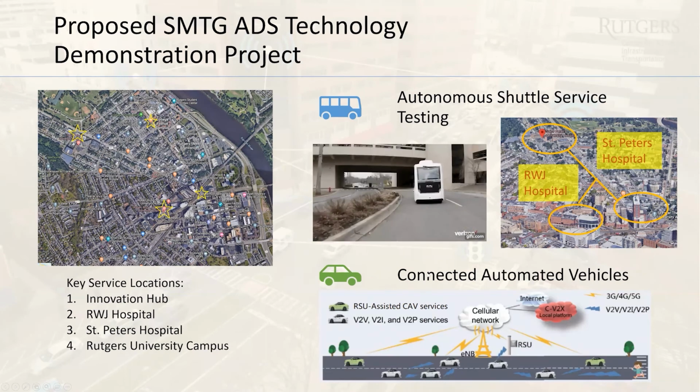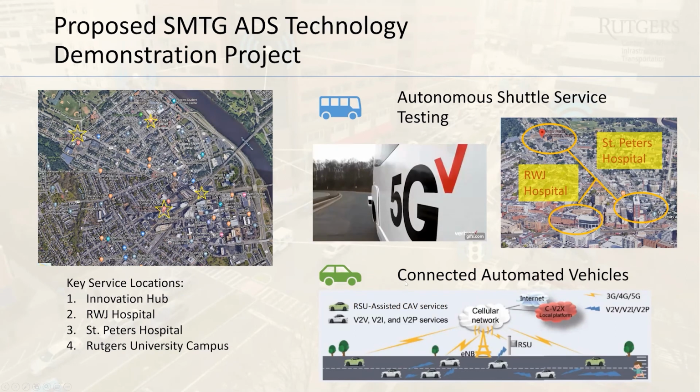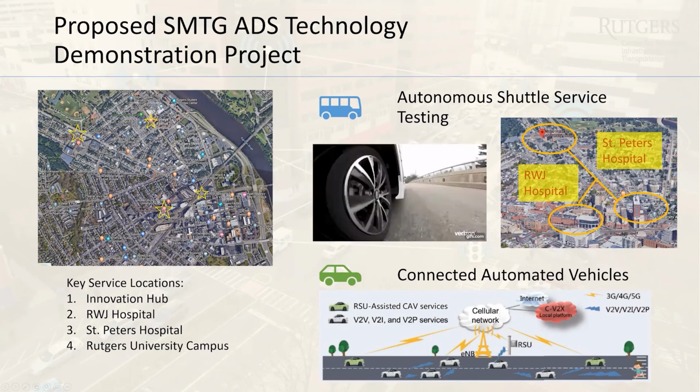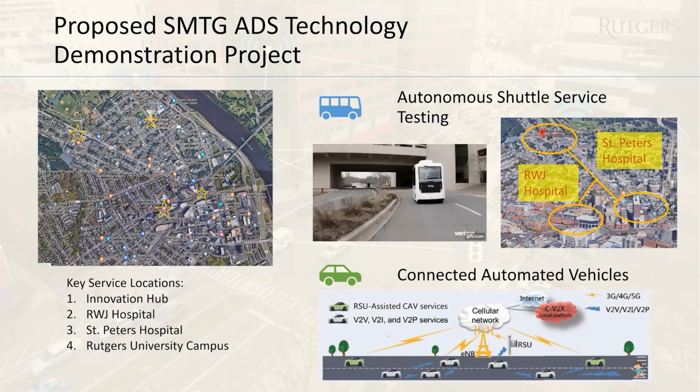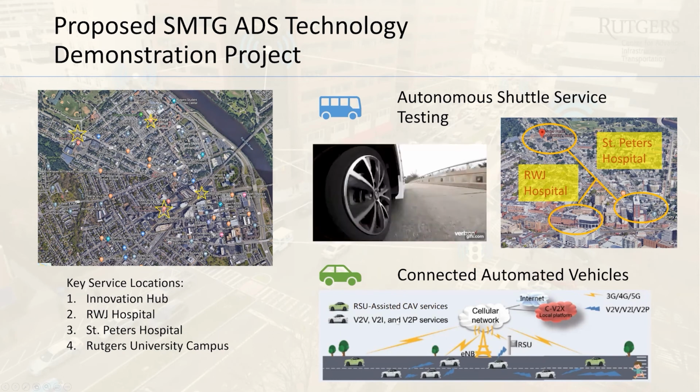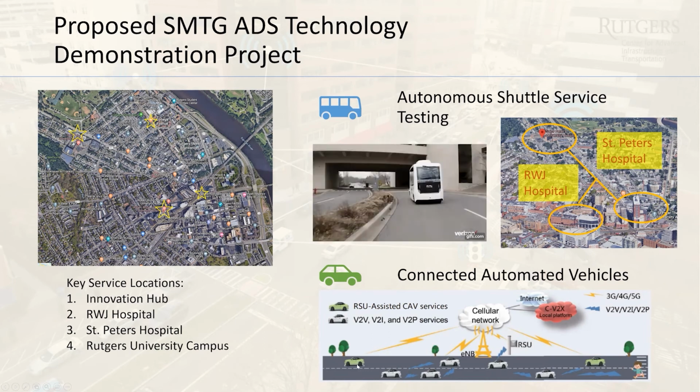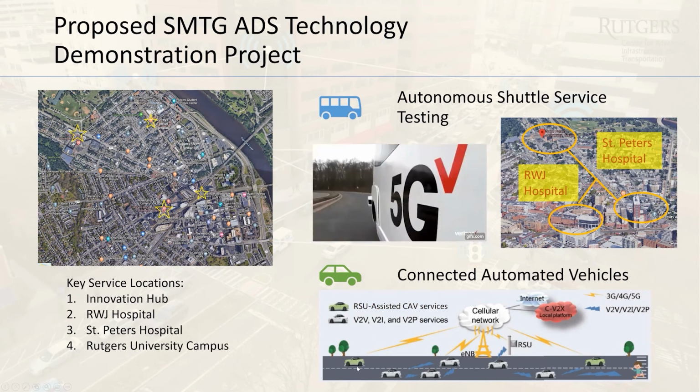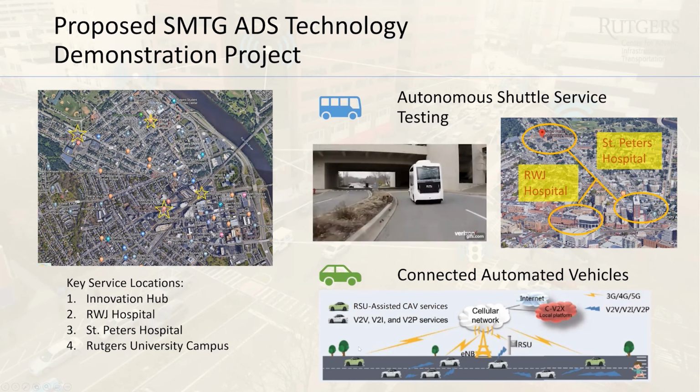The other aspect is to experiment with connected automated vehicle applications, using smart roadside units to enable different V2V, V2I, and V2P services, and also working with different levels of autonomous vehicles to enable future self-driving.